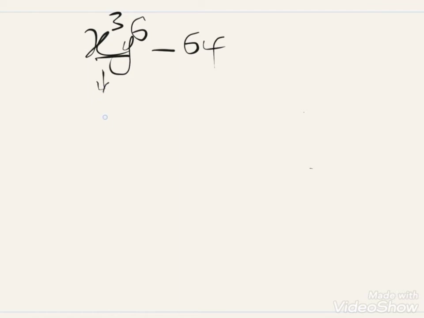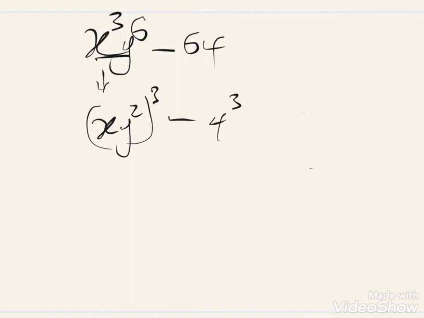Again, suppose we have x cubed y with the power 6 minus 64. Now, do you see we're having two terms here, x and y, multiplying each other. The first term has power 3, the second term has power 6. What do I do? Let me apply the index law here. It is possible that this could be x, then y squared, raised to the power 3, minus 4 raised to the power 3.